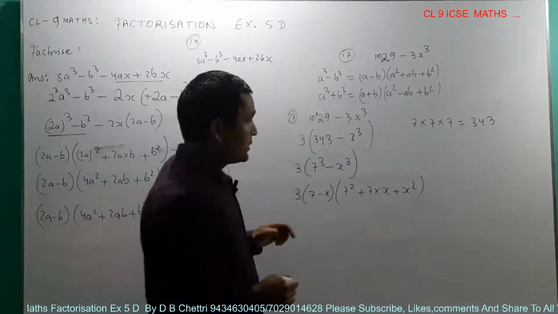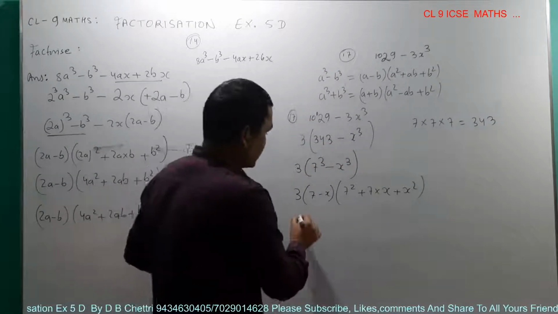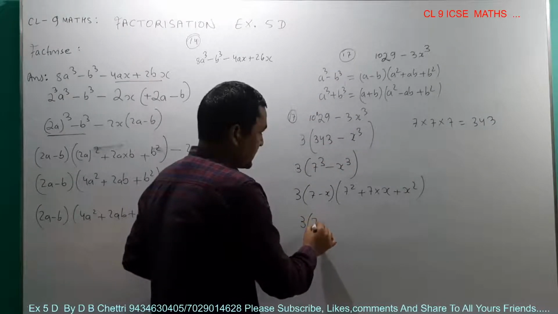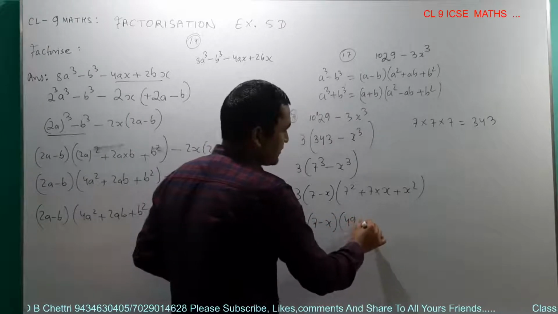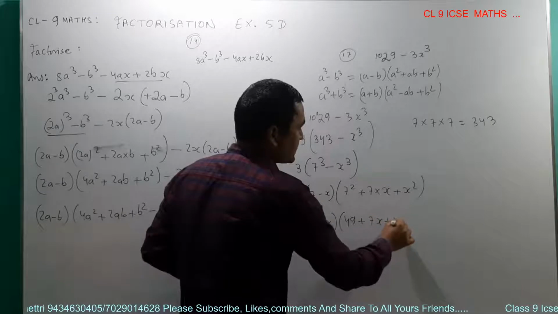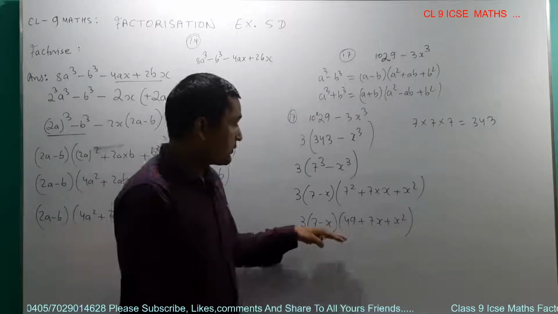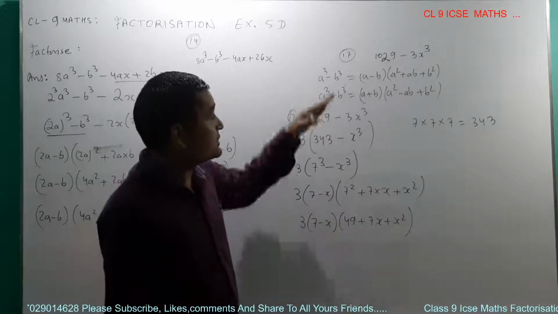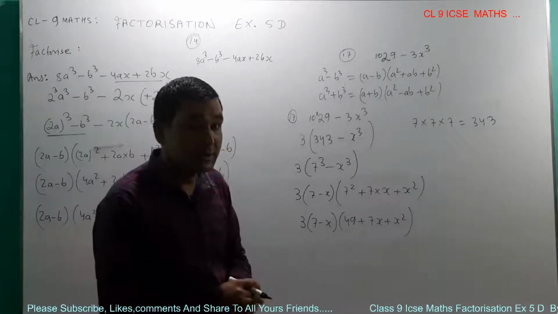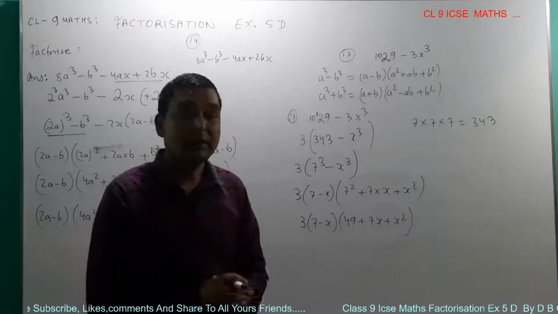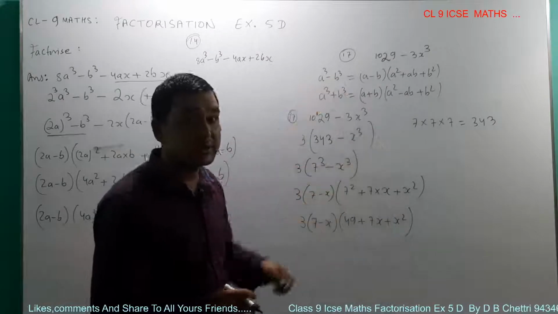Okay. After converting into a formula, we use the formula to factorize. Then 3, then what is here? (7 minus x)(49 plus 7x plus x²). Factorization is complete. Okay, first see the question. If there is any common factor, initially you can take the common. If it is possible to convert into a formula, then convert into a formula. After converting into a formula, use the formula to factorize it.